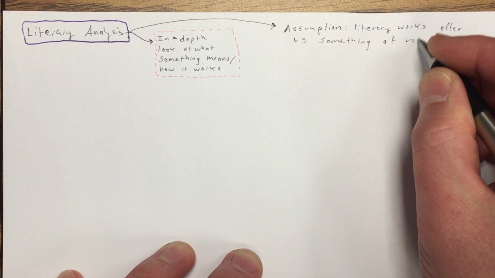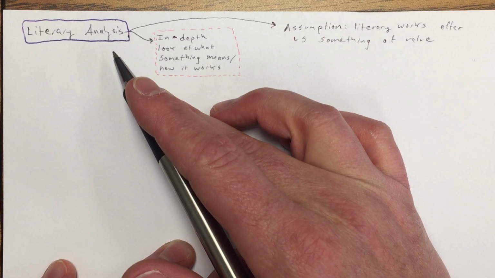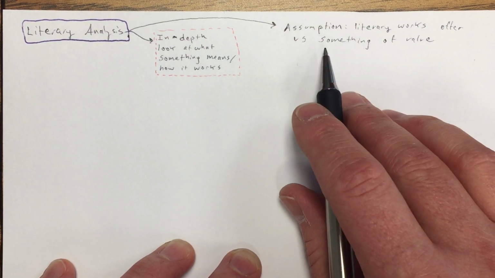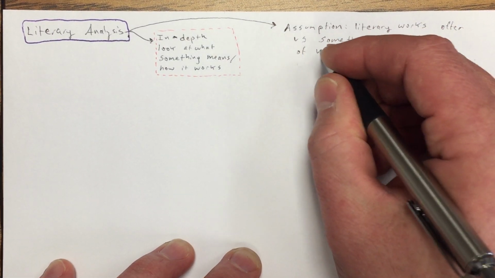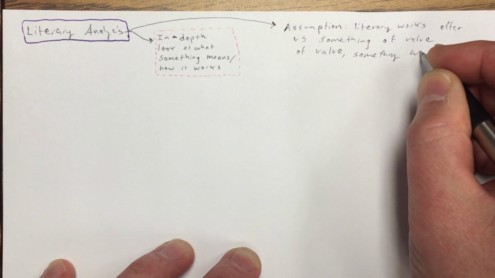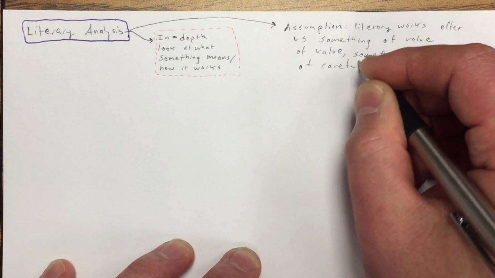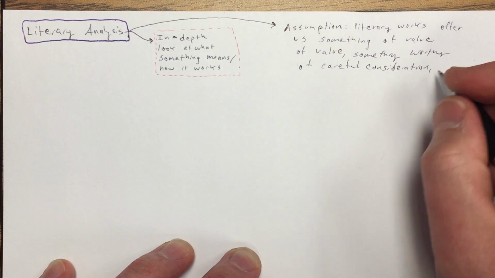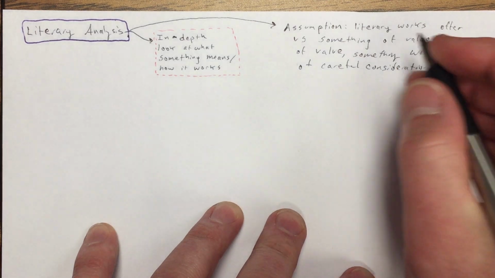of value. If you're writing a literary analysis and you're like, I don't like to read, I don't really see too much point in it, well, that's going to be a tough situation. You're going to have a hard time writing something that's meaningful unless you see what you're doing as an examination of something that actually has value. So something of value, something worthy of careful consideration, and formal, because a literary analysis can be quite formal, formal analysis.